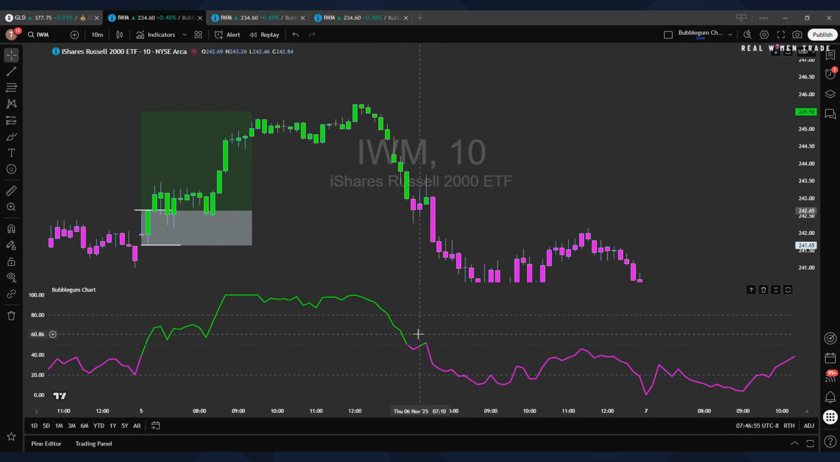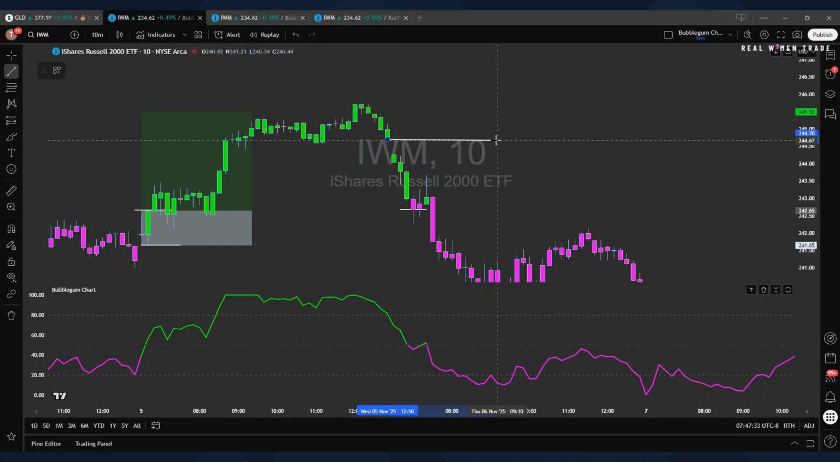So anytime the bubble flow gets around the 50 is the most dangerous time, because if it hovers around here, that's telling you that you're in chop and just to stay out. So if you wanted to take this down signal, you could take it. You could go short here. I would not put my stop right there. That's way too tight. I would put my stop up near the top of this gap.